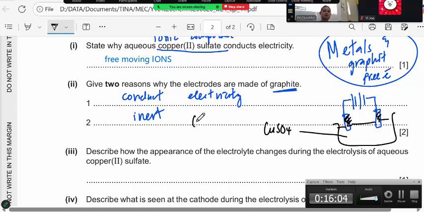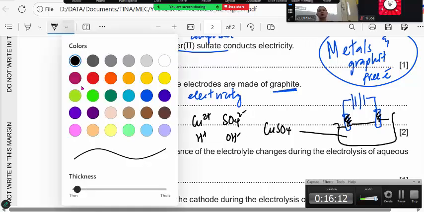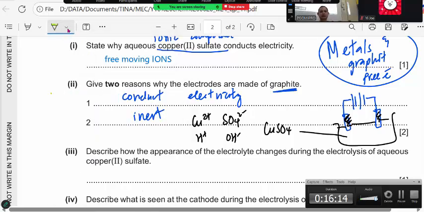In copper sulfate solution, there are copper ions, sulfate ions, hydrogen ions, and hydroxide ions. Now copper ions, because it's a transition metal, will be chosen at the cathode. So the copper ions will become copper and stick here. At the anode, you will choose hydroxide ions and then it will form oxygen gas.